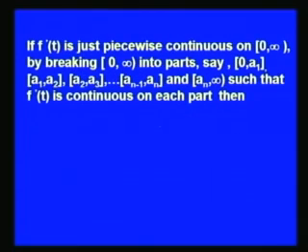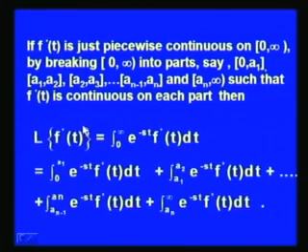Now, if f dash t is just piecewise continuous on the interval 0 infinity, then what we do is we break the interval 0 infinity into finitely many parts, say 0 a 1, a 1 a 2, a 2 a 3, up to a n minus 1 a n, and a n infinity, such that f dash t is continuous on each part. Then, by definition, L of f dash t is integral 0 to infinity e to the power minus s t f dash t dt.